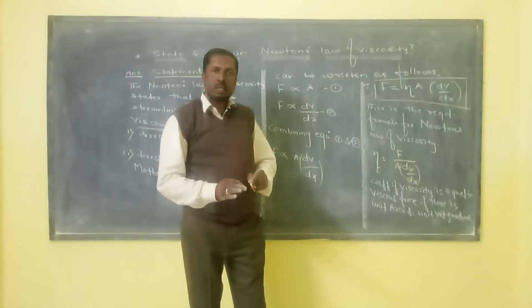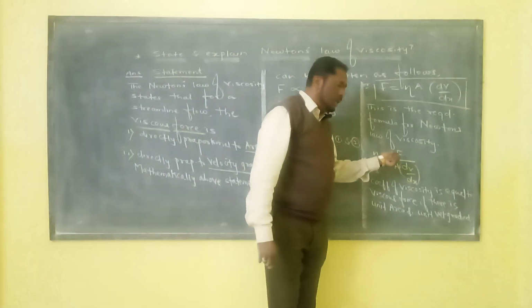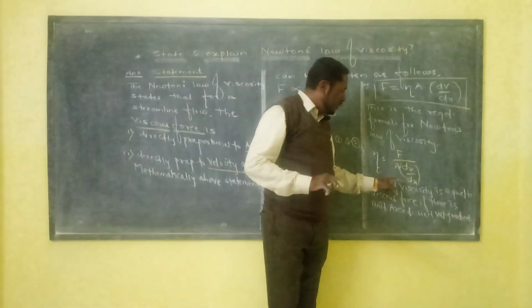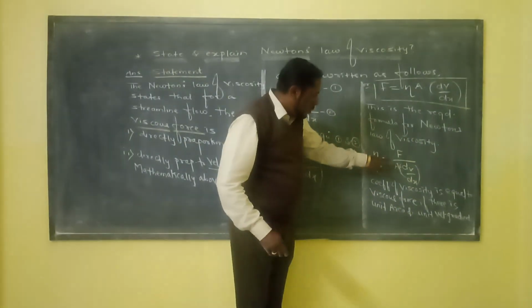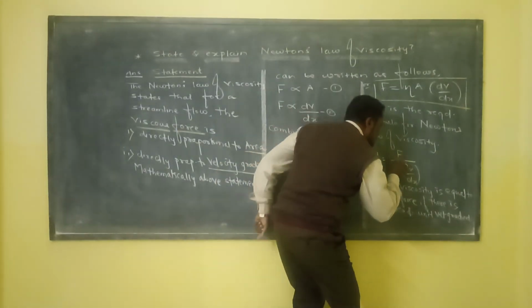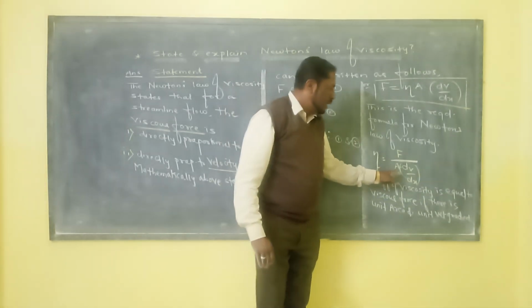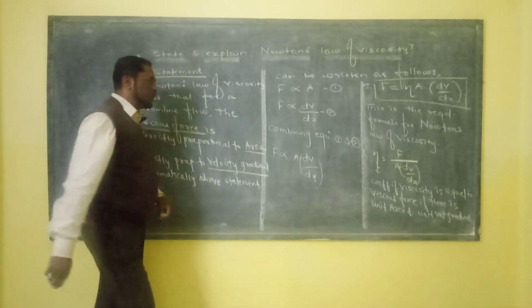What do we understand by coefficient of viscosity? It is equal to the viscous force when there is unit area of cross section and unit velocity gradient. In another way, it is the ratio of viscous force per unit area and per unit velocity gradient. Watch it carefully.